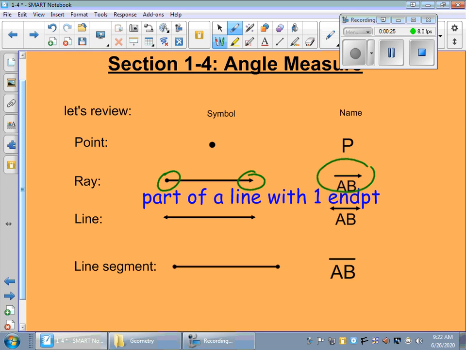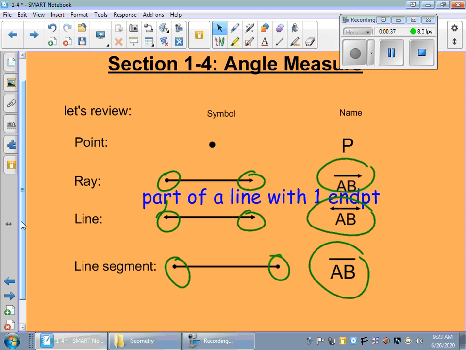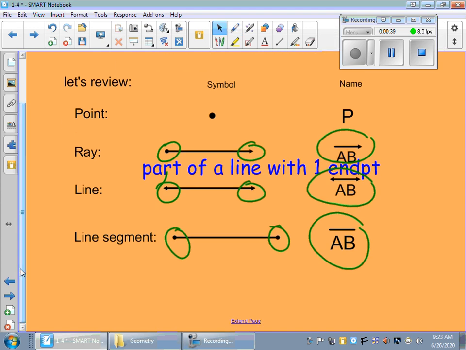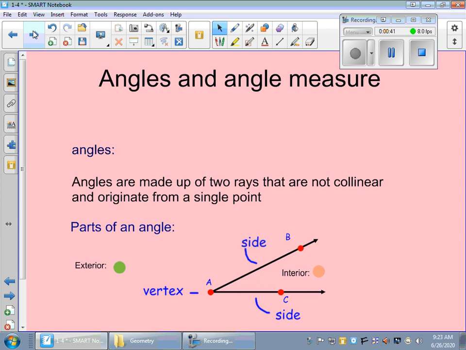A line, you can see a line has arrows on both ends. That means it goes on forever. We call this line AB. Line segment, you can see the dots mean that it stops. And this is called line segment AB. It's just a portion or section of the line. Just some general definitions to get us started.